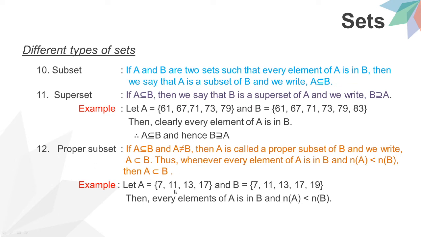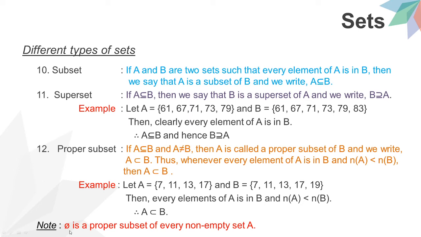Cardinal number. Now, cardinal 1 2 3 4, A is 4 and B is 5. So B is greater, then it is called a proper set. But if every element of A is in B also, it is considered a superset or subset. See, therefore A is a proper set.